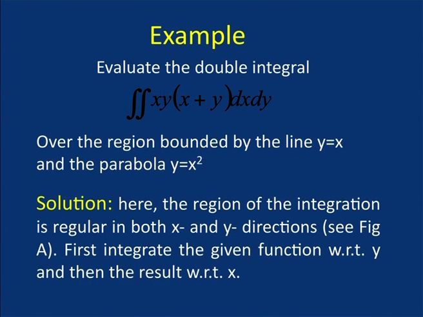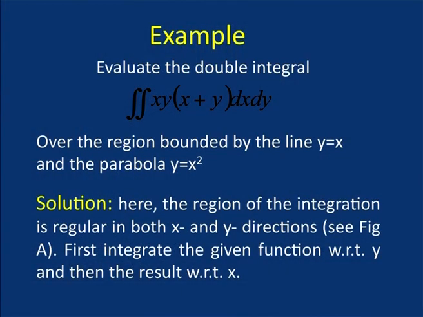The second example, I am going to explain the evaluation of the double integral with the integrand xy multiplied by x plus y, dx dy, over the region bounded by the line y equal to x and the parabola y equal to x squared. This example differs from the first one. In the first one, the limits of integration are given, but here the limits of integration are not given directly, but the region is given as bounded by y equal to x and y equal to x squared.